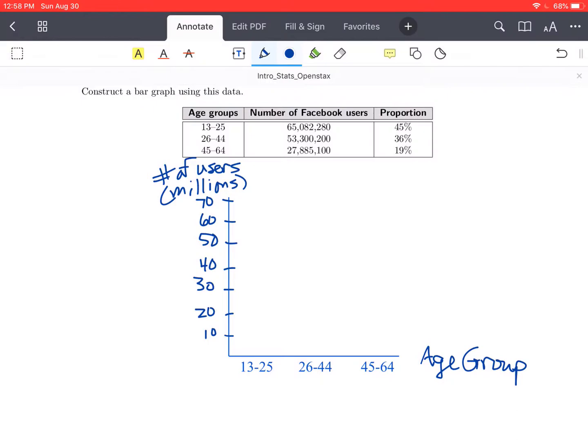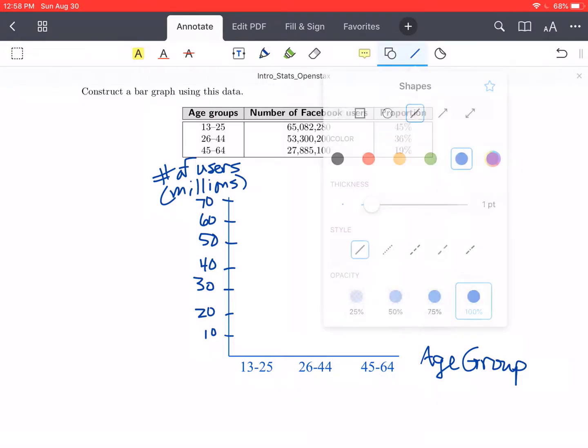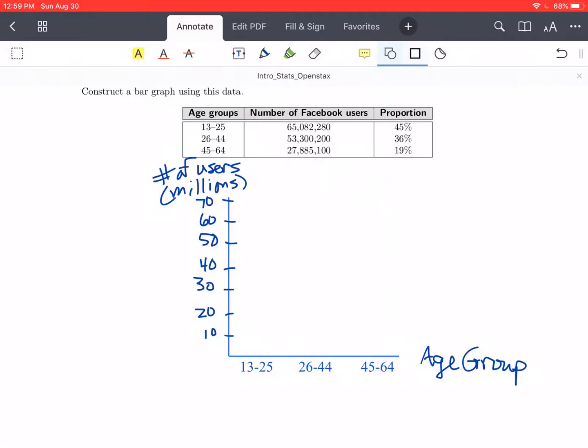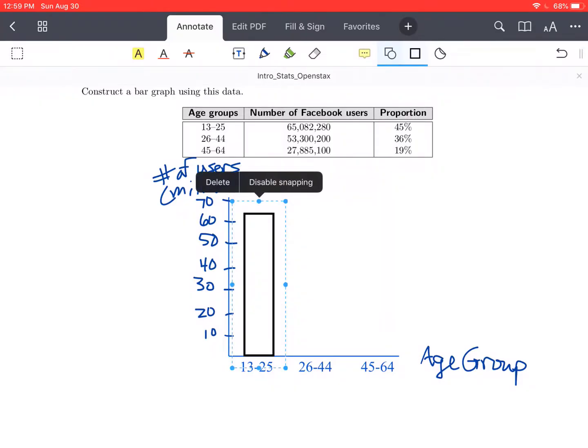Then for our bar graph, we need to draw the rectangle for each category and make sure it has the corresponding height. So for this first one, the age group of 13 to 25 has over 65 million users. So that's going to be somewhere right in the middle there, between 60 and 70.